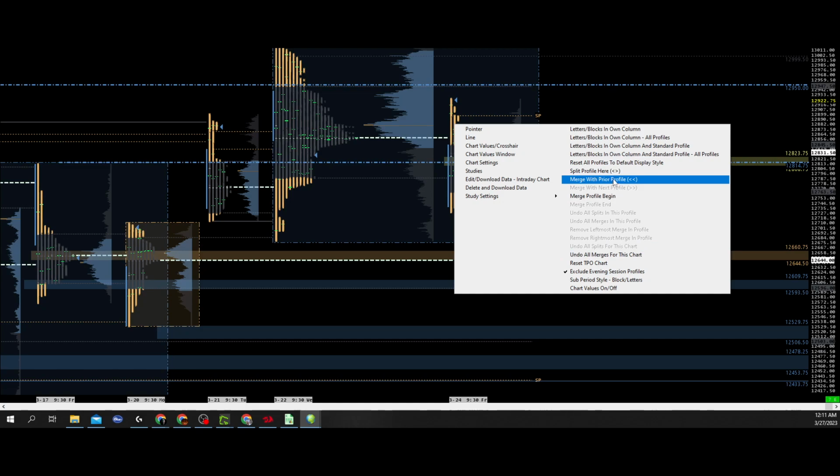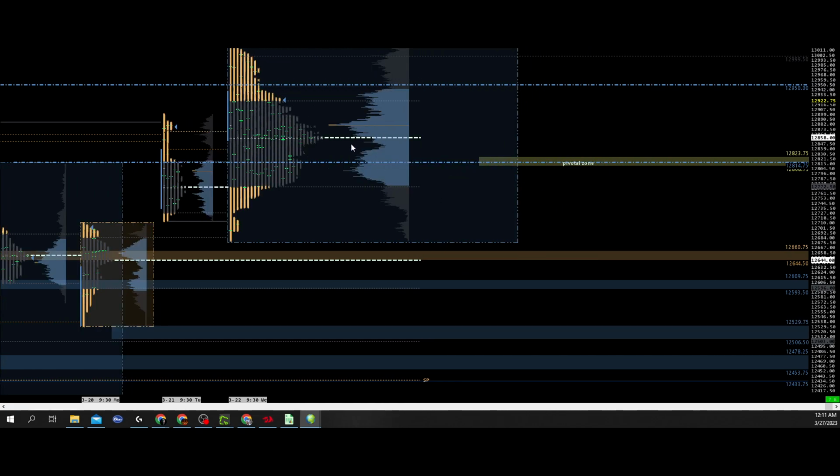I'll merge these profiles together and I'll come up with two things. One, TPO point of control for this balance area, value area high and low for this balance area, and volume point of control for this balance area. And so in theory, we could take this, drag it over here, and we go for this balanced inventory at this local high, this swing high. This 12,860 to 12,880 is pivotal. Losing that would rotate us down.